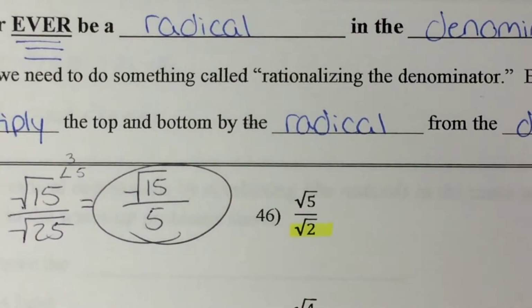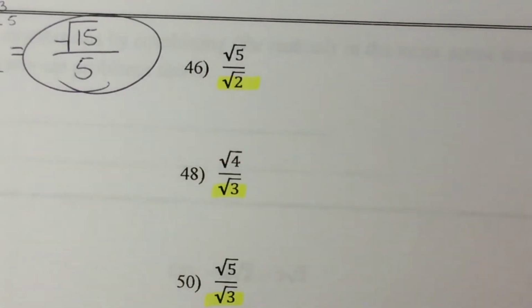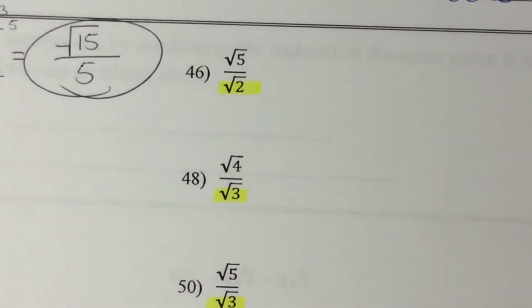Okay? All right, 46, same idea. In the denominator, we have the square root of 2, and that is not okay. So we're going to take the square root of 2, and we're going to multiply it to the top and to the bottom.